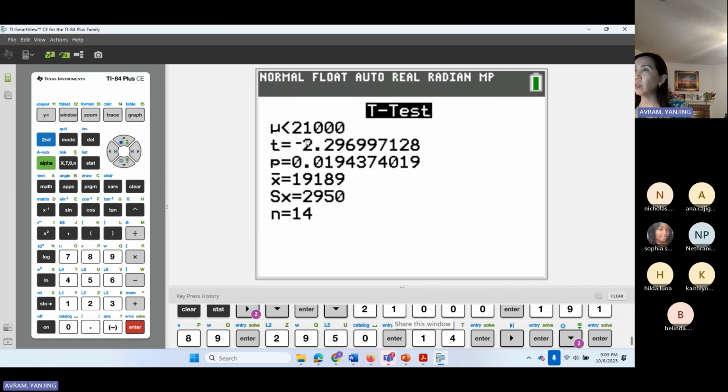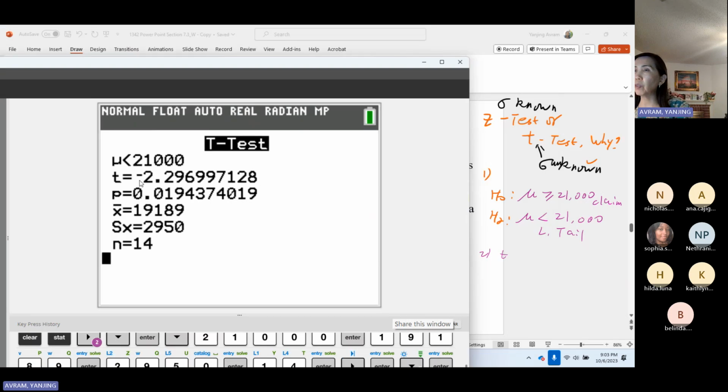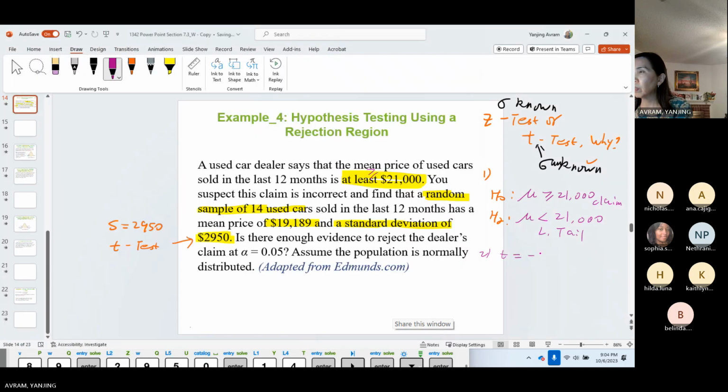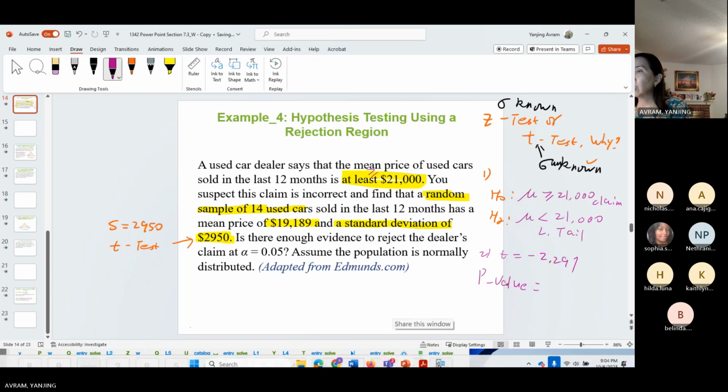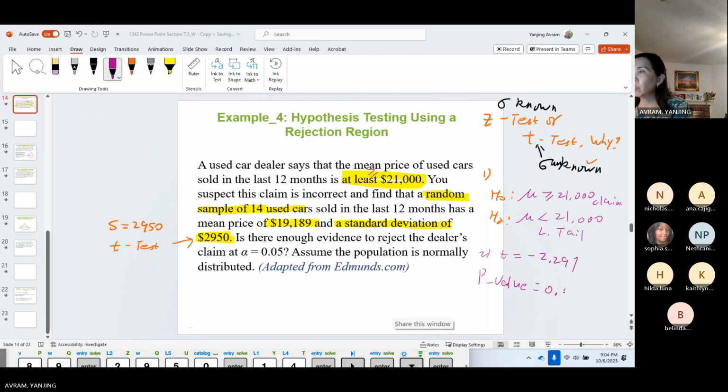Look at this one right here. If I ask you for the t-value, we usually round to 3 decimal places for the t. So the t-value is negative 2.297. My p-value, the most important one, is 0.019, rounding to 3 decimal places. Now we compare it to alpha. My alpha here is 0.05.